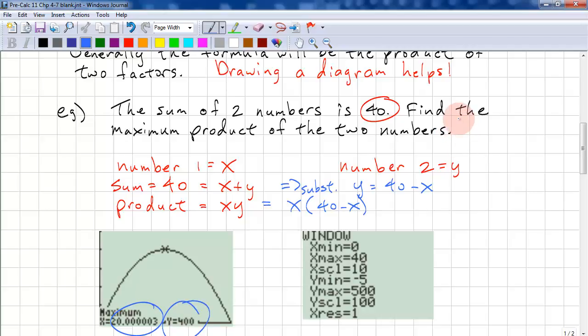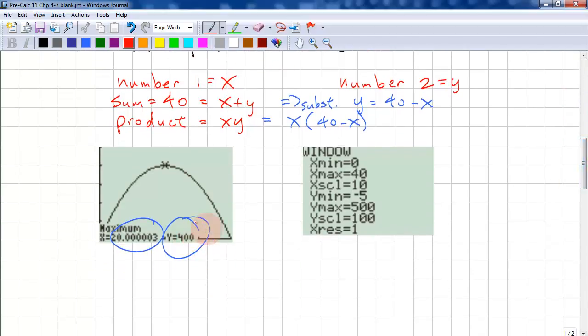We read the question again. It says find the maximum product of the two numbers. So this is the maximum product. So our answer is... And just to reiterate, this is the number. It's number 1, the first number, and this is the maximum product.